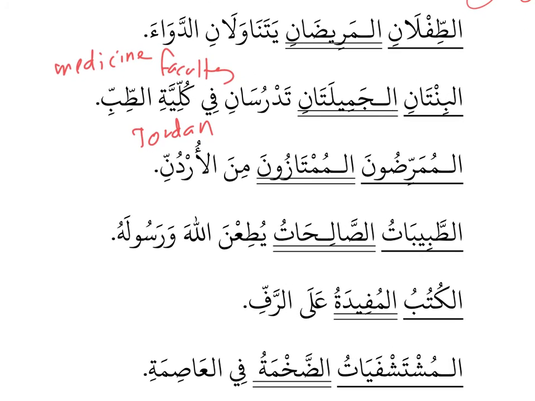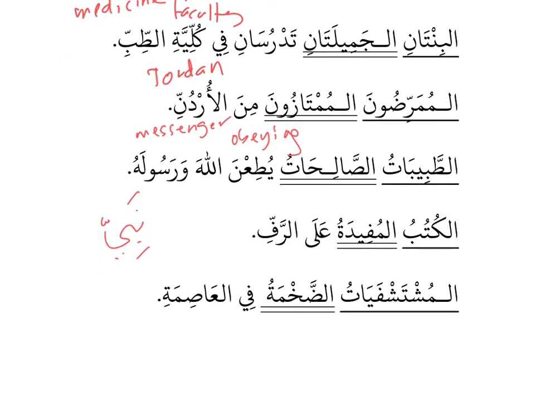At-tabibat as-salihat. Tabibat as-salihat, the good doctors, female doctors. Again, with alif lam, the good female doctors, yuti'na Allah wa rasulahu. They are obeying Allah and His Rasul. Rasul here is the messenger, not prophet. Yeah, Rasul is messenger. If you want to say prophet, the word is Nabiyun. Nabi is the prophet and Rasul is the messenger.